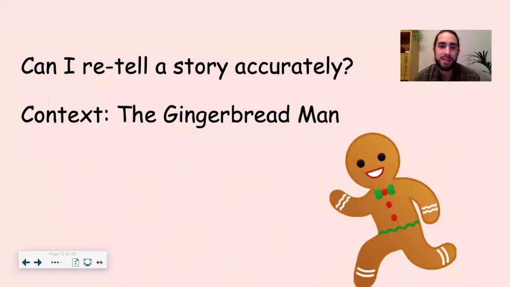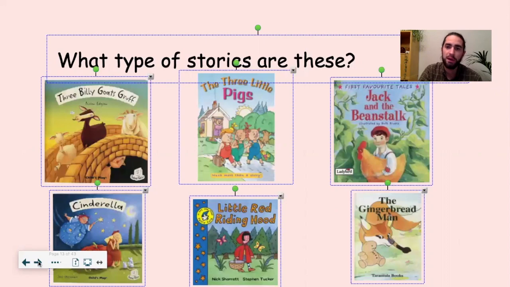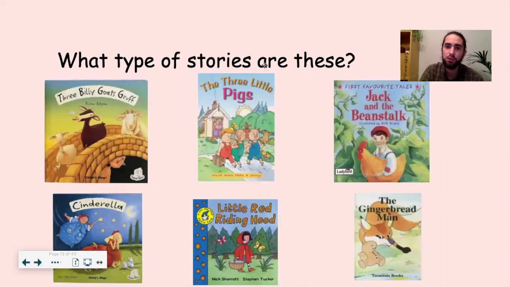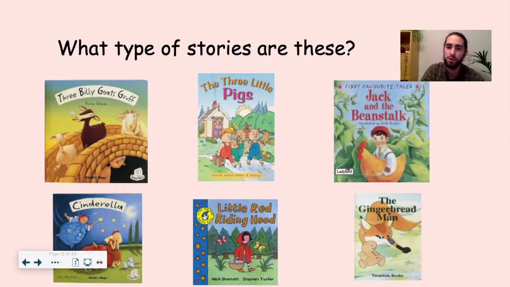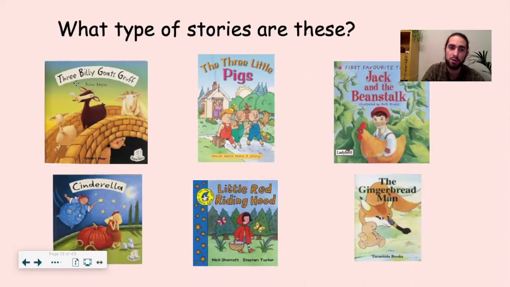Today we are seeing if we can retell a story accurately, and the context is the Gingerbread Man because that's the story we have been looking at this week. So, just to do a bit of spaced learning, can you remember what type of stories these are? What are these stories called? The Billy Goat's Gruff, Cinderella, The Three Little Pigs, Little Red Riding Hood, Jack and the Beanstalk, and The Gingerbread Man.